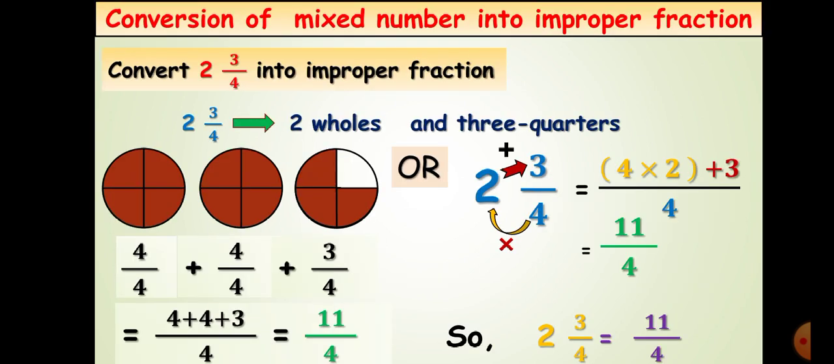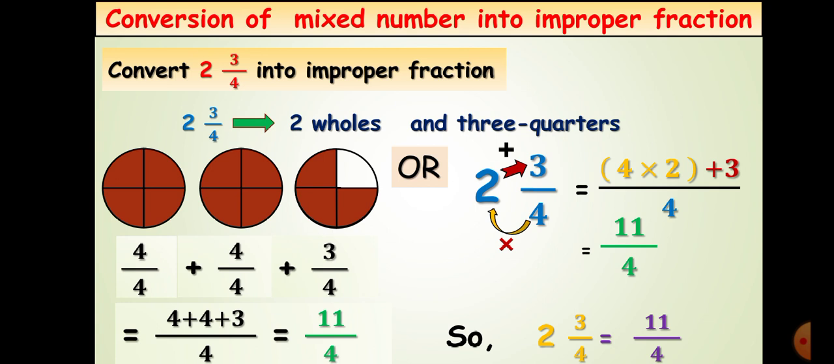Then we have the conversion of a mixed number into an improper fraction. How can we convert a mixed number into an improper fraction? You have to convert 2 whole 3/4 into an improper fraction. So what does 2 whole 3/4 mean? Basically that means 2 wholes and 3/4. So let's do the first way, pictorially. You're going to make 3 pictures.